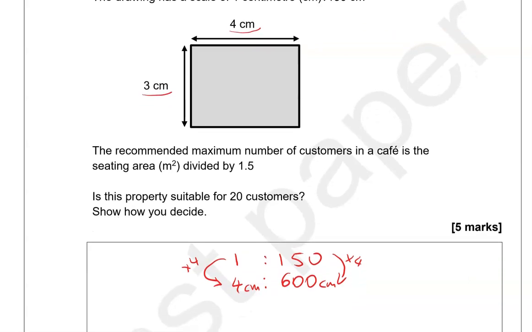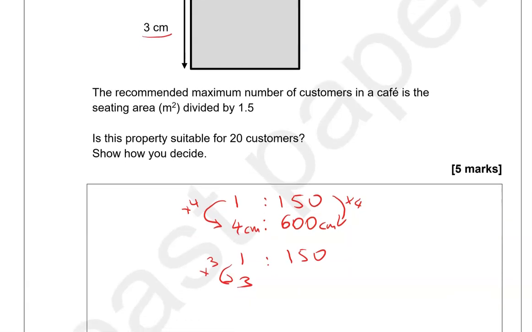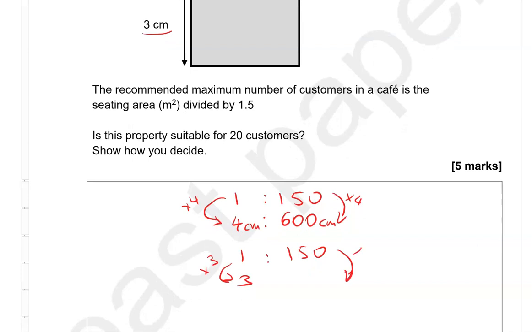So we've got the length. What about the width? Again, that is 3 centimeters. So we'll multiply 150 by 3, which gives us 450 centimeters.